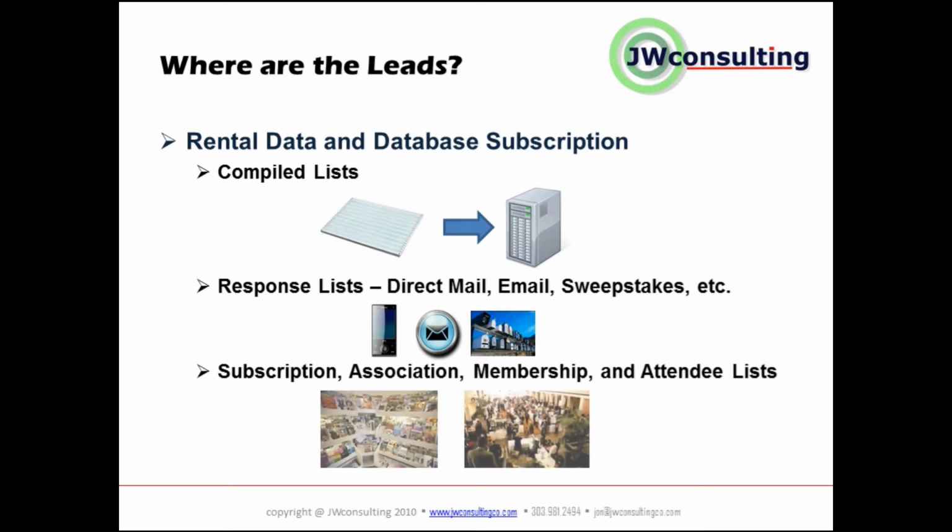The next is subscription, association, membership, or attendees lists. It's anybody that subscribes to a magazine. If that magazine is putting their data out on the open market, you might be able to find the Golf Digest people, or the people that read Bon Appetit magazine, or whatever it might be. And we'll get into this in just a second. It's very important to find those touch points, the people that are interested in certain things.